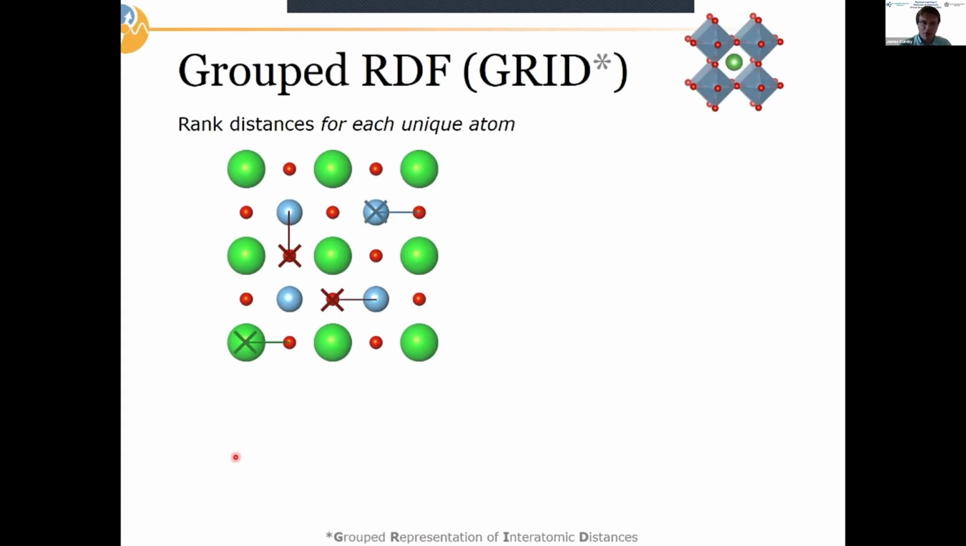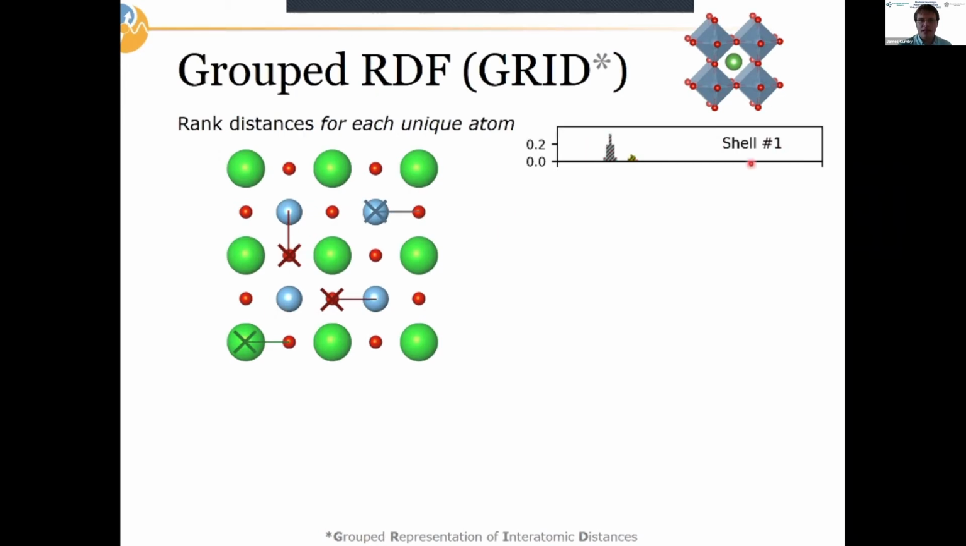So you just look around and find the nearest atom of whatever type, and then plot that into a histogram. Here, it's a bit smaller on my screen, hopefully you can see it. These are colored by which atoms are bonding. This first peak comes from your titanium bonding to your oxygen, or vice versa, oxygen bonding to titanium. This second peak here is your strontium oxygen peak. And then you carry on.